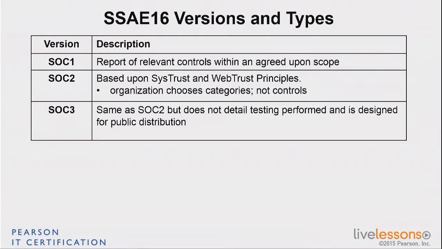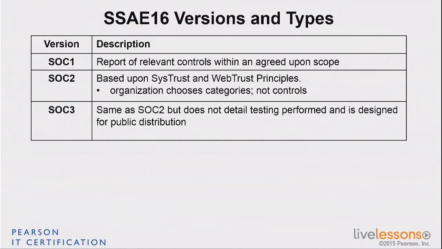A SOC 2 is based on the CISSP and Web Trust principles. An organization can choose which categories they want to use, and we'll look at those categories in a minute, but they can't decide which controls they want to use. All the controls in a particular category will be audited. So in this case, they're really following a standard, the standards of the CISSP and Web Trust principles.